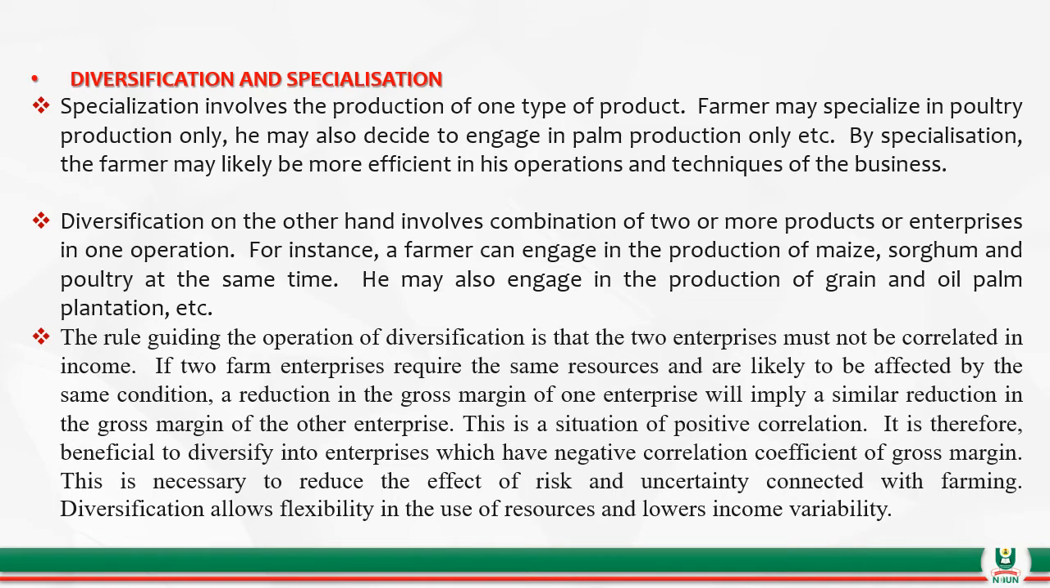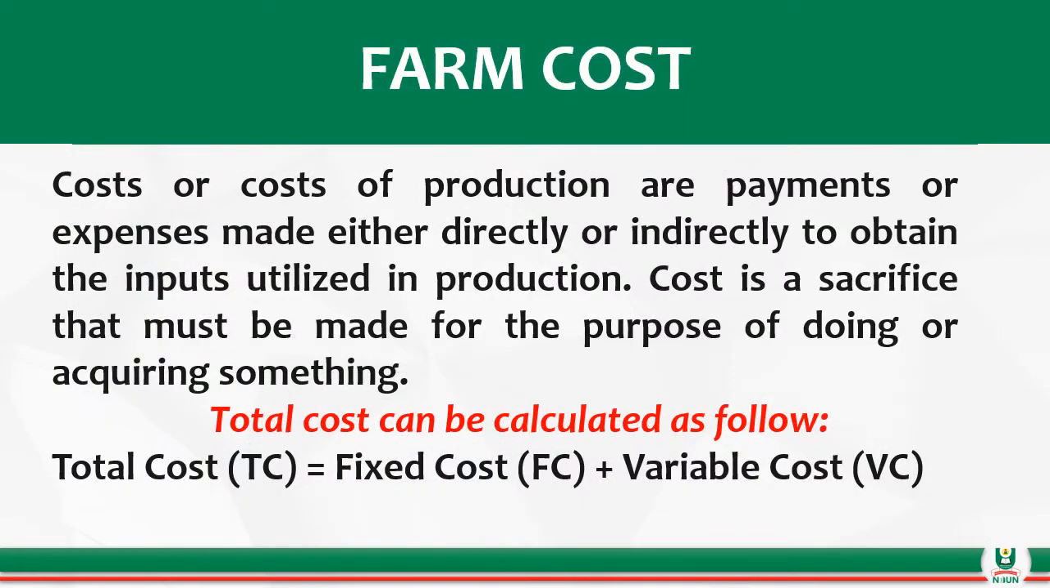Let us also look at farm costs. So when we talk about farm costs or production costs, these are payments or expenses made either directly or indirectly to obtain inputs utilized in production. Cost is a sacrifice that must be made for the purpose of doing or acquiring something. So the total cost can be calculated as follows.